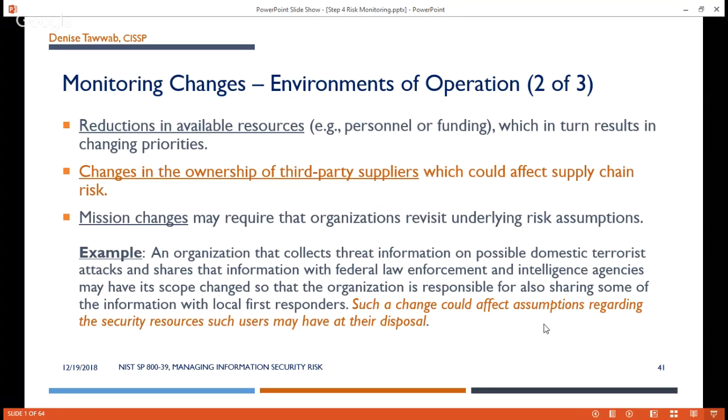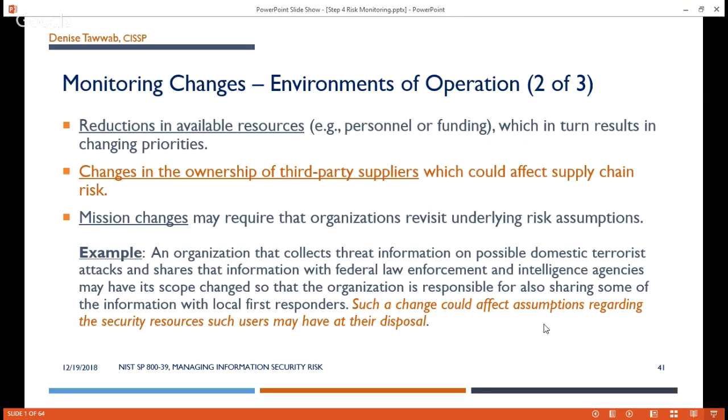Again, monitoring changes in environments of operation, reductions in available resources, personnel, or funding, which in turn results in changing priority. Changes in the ownership of third party suppliers could affect supply chain risk. Mission changes may require that the organization revisit underlying risk assumptions.